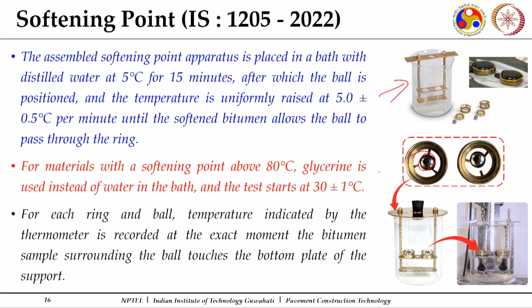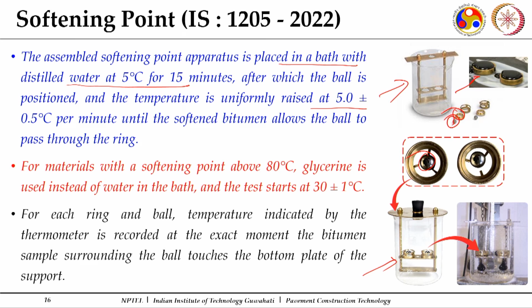So, these are the steel balls, these are the rings in which the binder sample is poured, and then it is placed in this outer ring, and thereafter you place these steel balls over it, and this is how the assembly is. It is kept in a water bath, and then you raise the temperature. The assembled softening point apparatus is placed in a water bath with distilled water at 5 degrees centigrade for 15 minutes, so as to bring the sample to 5 degrees centigrade, after which the ball is placed and the temperature is raised at 5 degrees centigrade per minute.